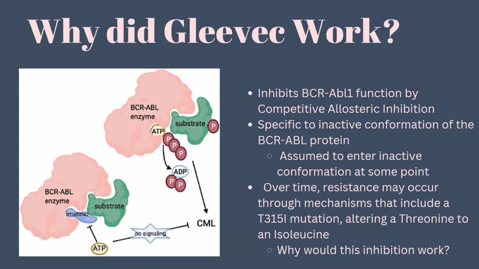And if you have that binding, you're not getting phosphorylation. If you have no phosphorylation, you have no signal, right? Pretty standard for TKIs. And over time, resistance can occur through a lot of mechanisms. One of them is a T315I mutation. This is John's favorite thing to talk about, altering a threonine to an isoleucine.